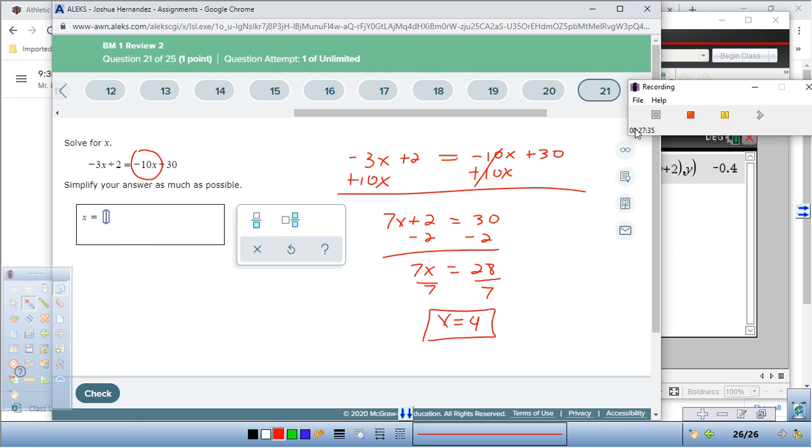Now, going fast, guys, because of time. It takes forever on my computer to upload, so I just have to do it. All right, next question.